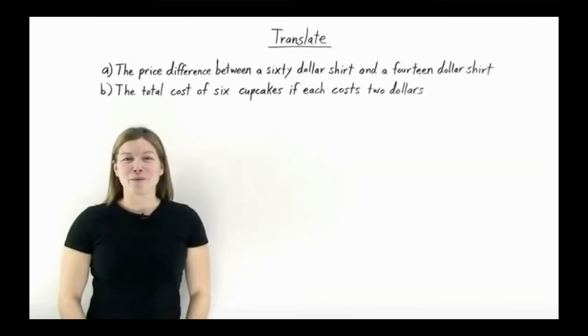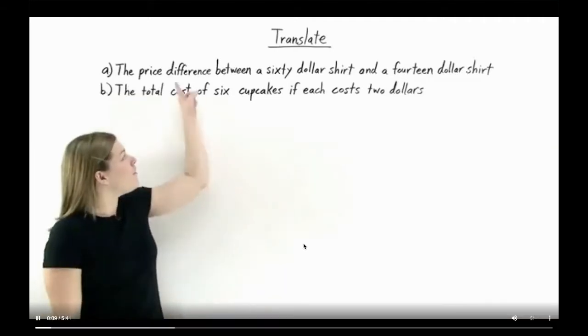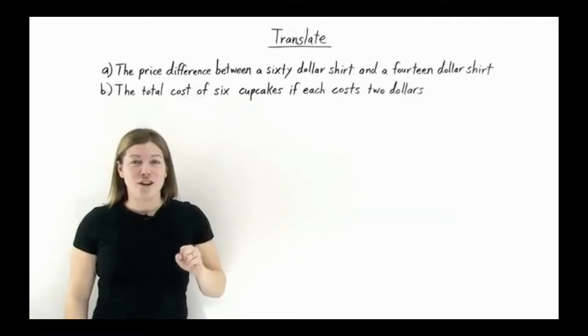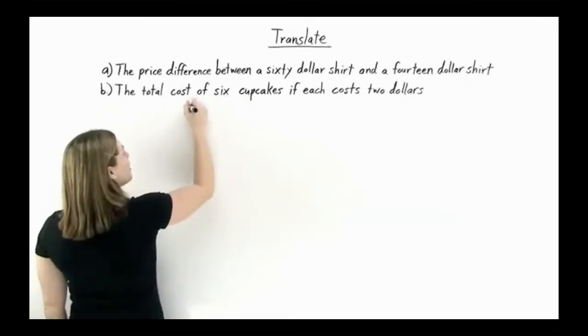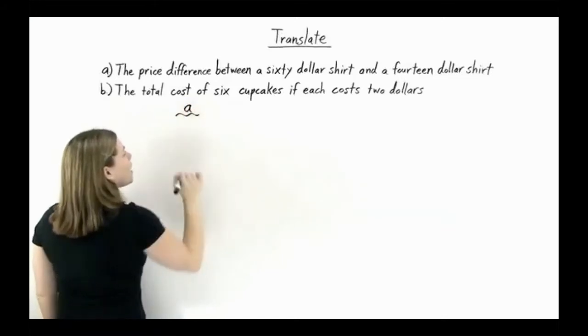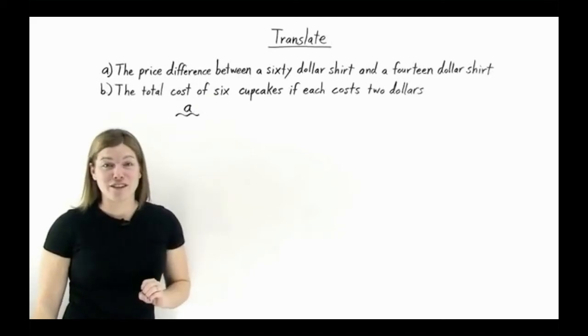Let's write a numerical expression for each of the given phrases. If we take a look, we've been given 2 different phrases. So we want to take each and translate them into a numerical or mathematical expression. So let's start by looking at the first phrase, Example A. Let's see if we can translate that first.